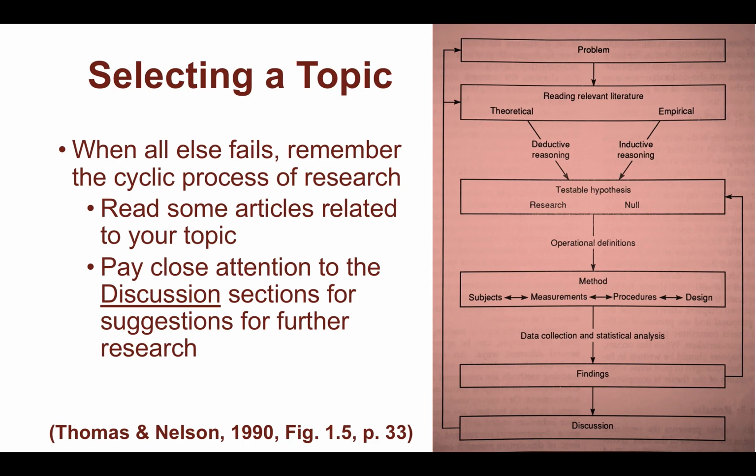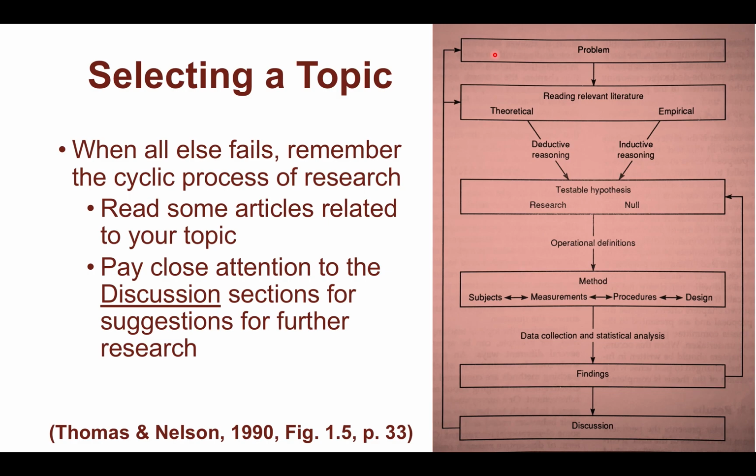When all else fails, remember that research, although it is a step-by-step process like I've talked about, happens in a cycle. One thing I didn't point out when I first showed this figure from Thomas and Nelson is this feedback loop where, after you finish the study, based on your discussion of what the study outcomes were and what is still needed for next steps in research, you cycle back to the beginning and start again with a new problem that's related, but addresses a new gap in the literature.